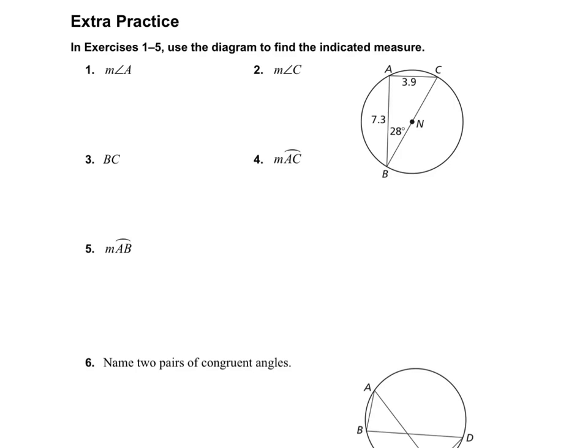And let's take a look at it. It says, in 1 through 5, use a diagram to find the indicated measure. Okay, so we have a diameter here. We're given BC as a diameter. We've got 2 other chords.